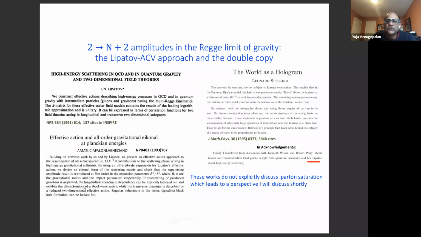So now let me come to this other issue that I was talking about, which is gravity. I'm running a little bit late. So where one can think about 2 to n amplitudes in the Regge limit of gravity.